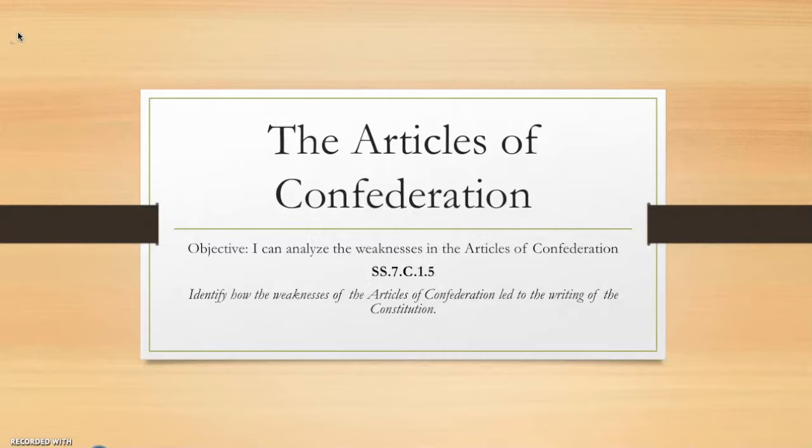The Articles of Confederation. This is the state standard: identify how the weaknesses of the Articles of Confederation led to the writing of the Constitution. And this is SS 7C15. The objective is that students can analyze the weaknesses in the Articles of Confederation. So pay attention to the weaknesses.